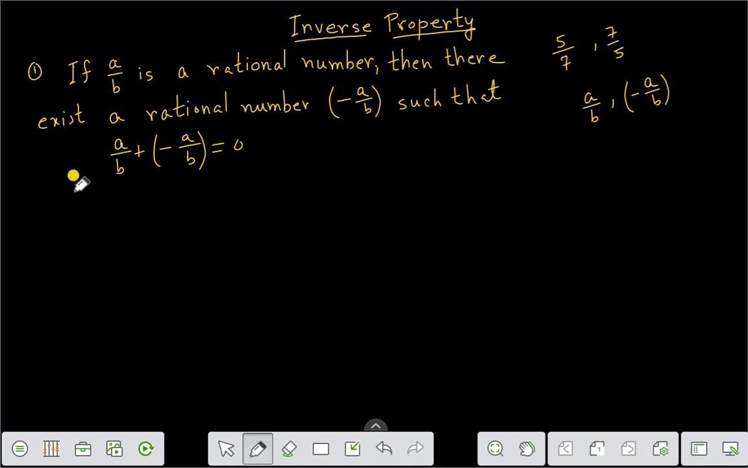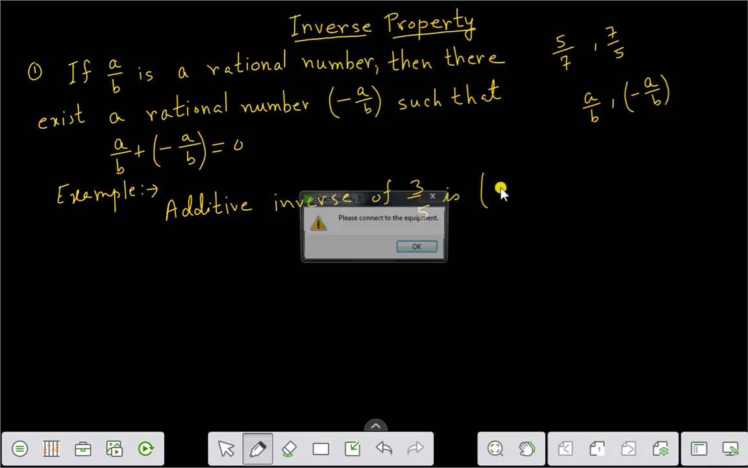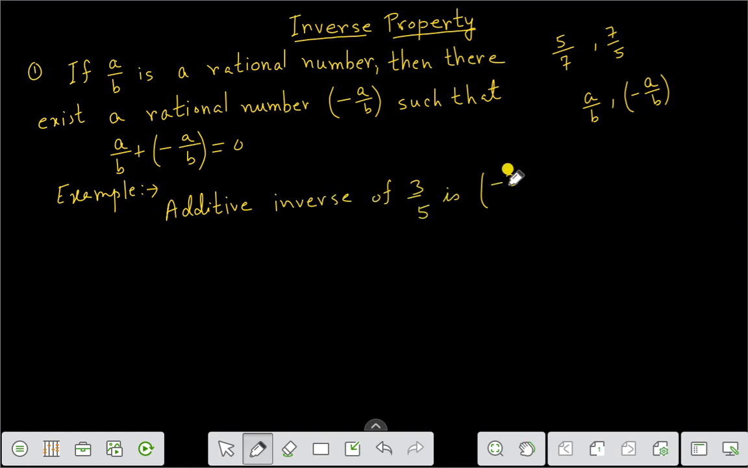Therefore, if we take any rational number, we get some examples. Let us take a rational number 3 by 5. The additive inverse of 3 by 5 is minus 3 by 5. And if we add 3 by 5 with minus 3 by 5, we will get 0.